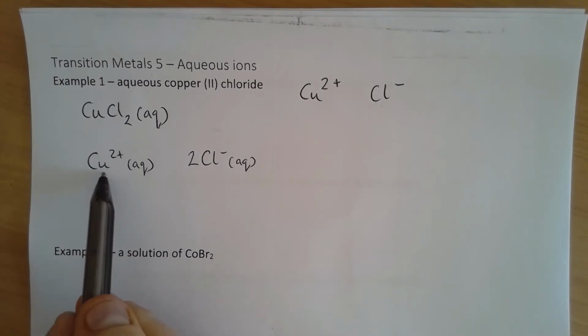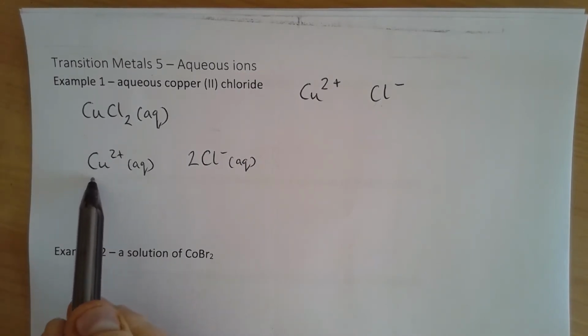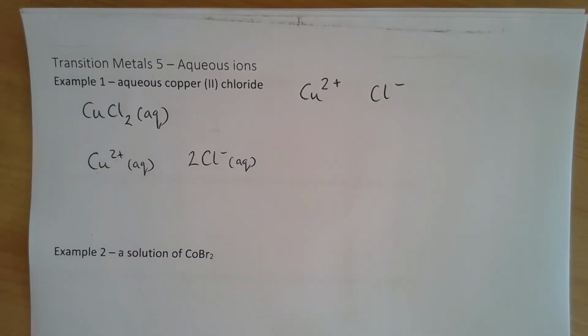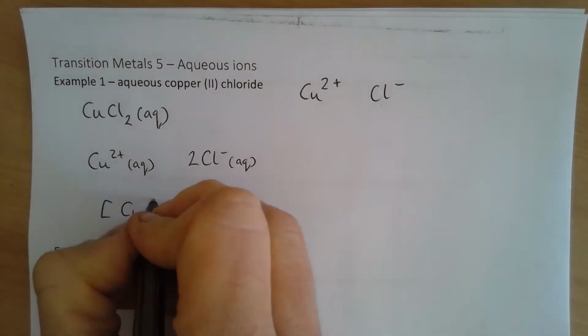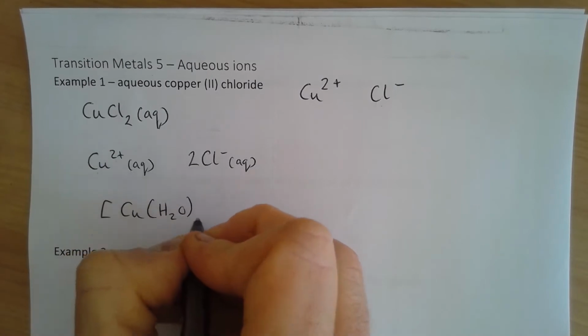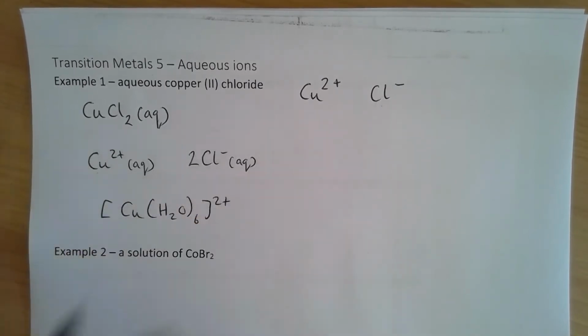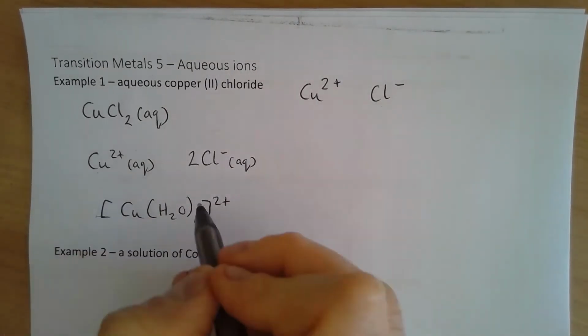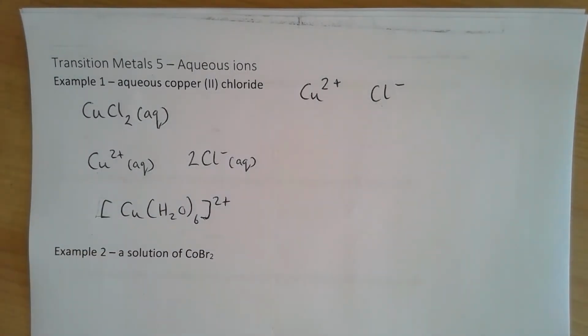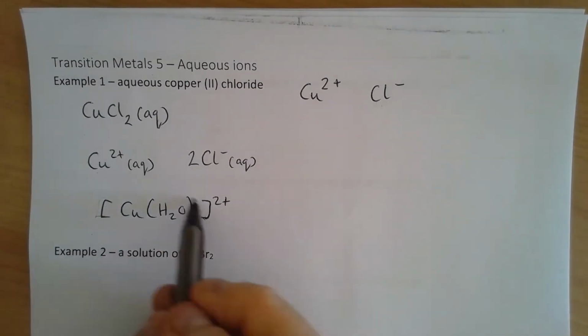Now, we've learned in previous sessions that aqueous Cu2+ actually exists as a complex, and it exists as this complex. This is actually the hexaaqua copper 2+ complex. Now remember, we put square brackets here to show that everything inside here is a complex.